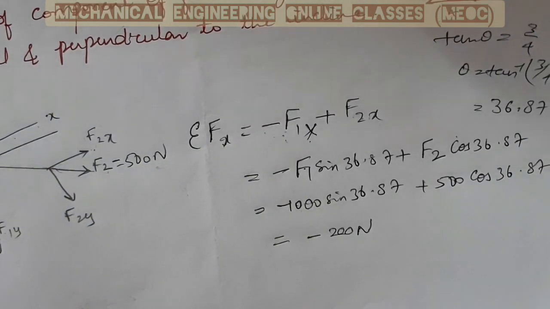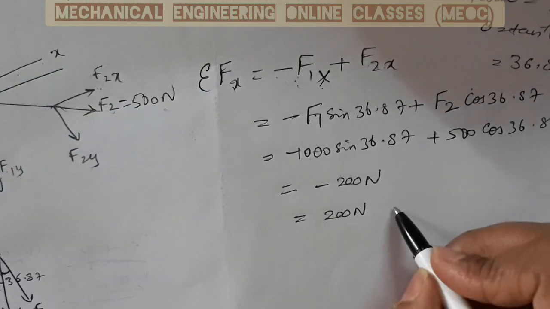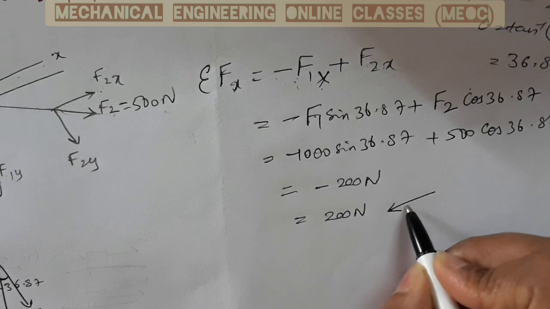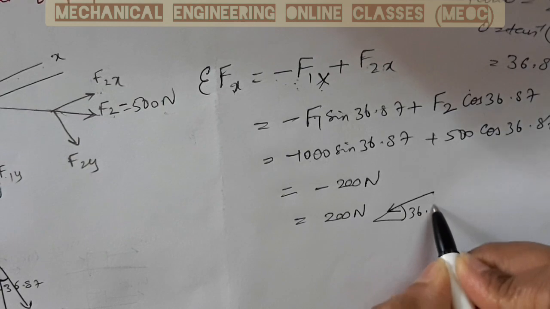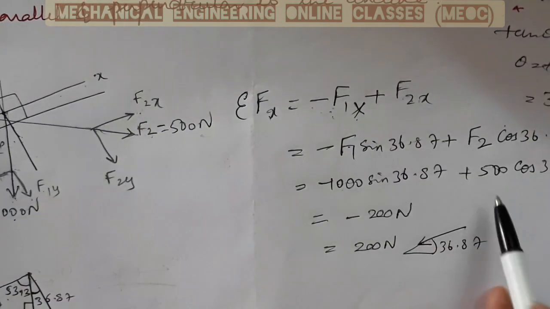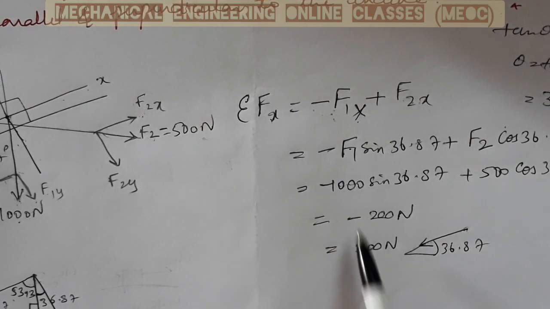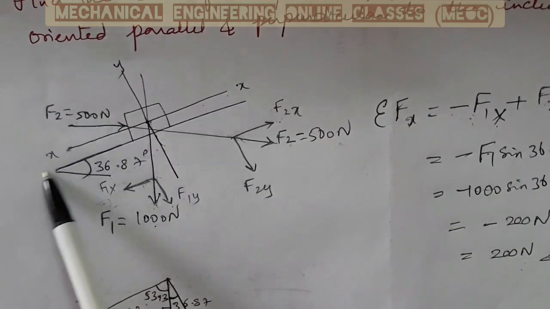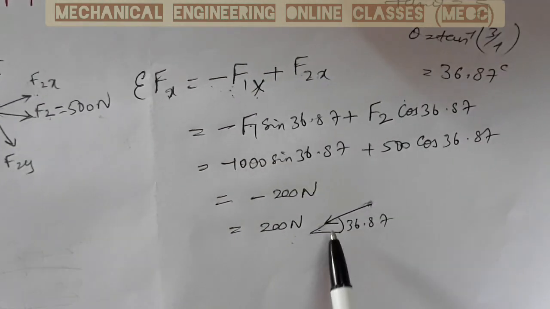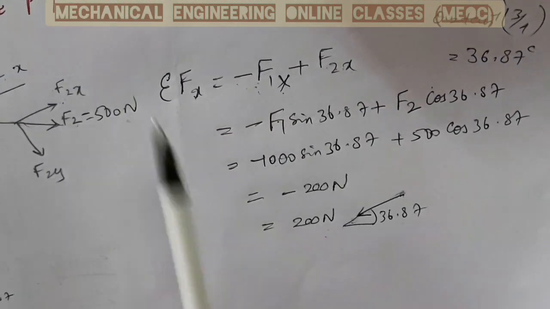Minus 200 Newton means, or I can directly write it as 200 Newton, which is leftward, like this, where this angle is 36.87. So we can represent the direction and angle without using the sign. So it is 200 Newton. This is the magnitude. The direction is mentioned here. It is along the inclined plane and down towards the inclined plane, and the inclined plane is at 36.87 degrees with respect to horizontal. So like this we can represent our sigma Fx.